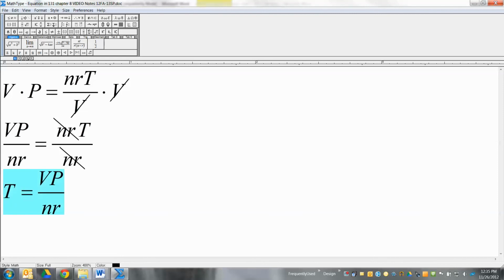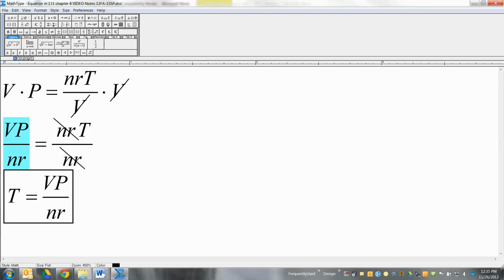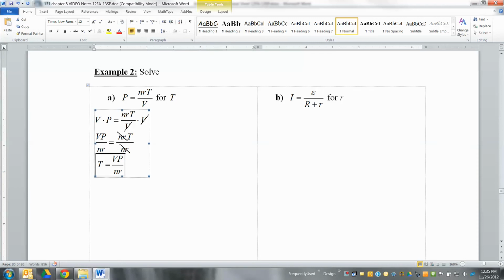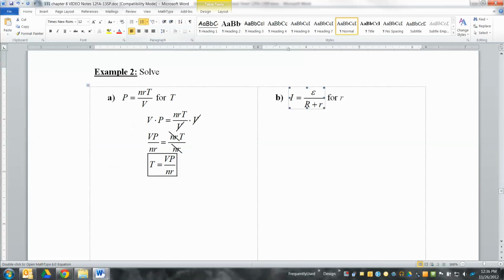All right, there's your final result right there. Now notice I flipped sides, right, because t was on the right and Vp over nr was on the left, but with equations it doesn't matter which one's on the left and which one's on the right. So there you go, that's the work for that one.